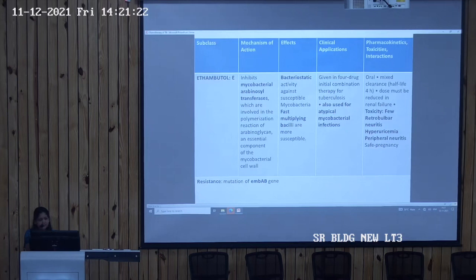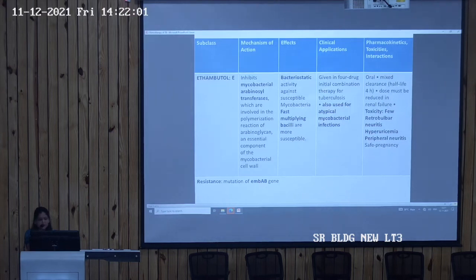This acts best on the fast multiplying bacilli, ethambutol. And a clinical application is that it is also used for atypical mycobacterial infection. Toxicity, you can remember retrobulbar neuritis or uveitis is the main toxicity with ethambutol. So when you're giving it to children, you have to be careful because children cannot notify there is disturbance in the vision, and whenever a disturbance in the vision is noted, it has to be stopped.